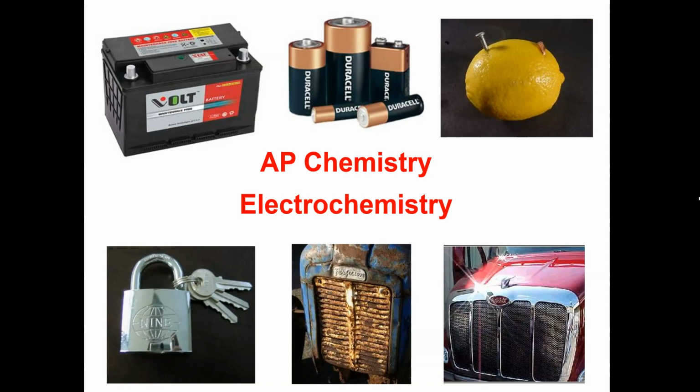Hello everyone, today we're going to talk about electrochemistry for Unit 9 for AP Chem. So we're going to talk about batteries, we're going to talk about lemons and how to make batteries with different objects. It's a very interesting unit and hopefully you enjoy this.